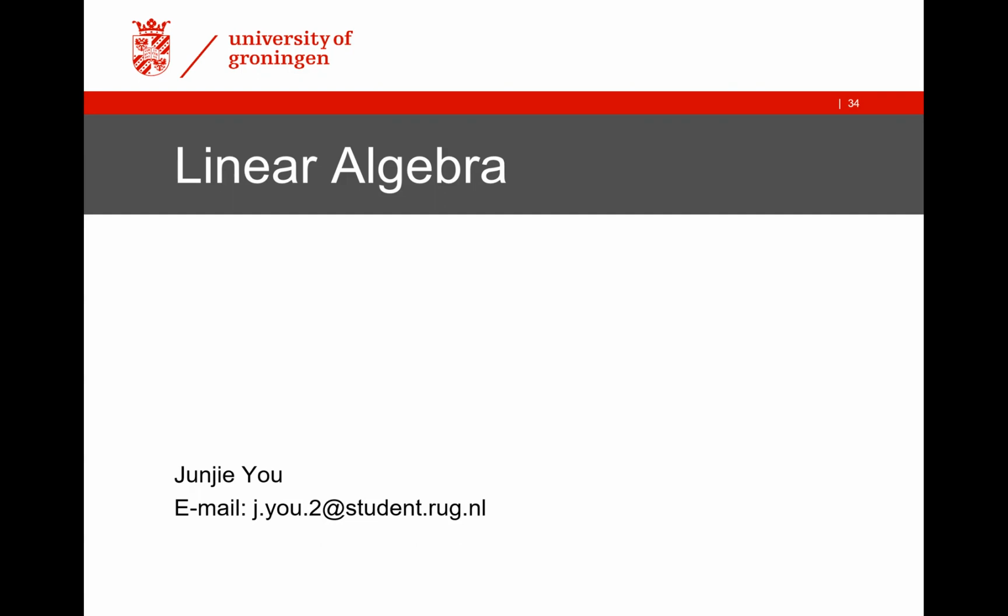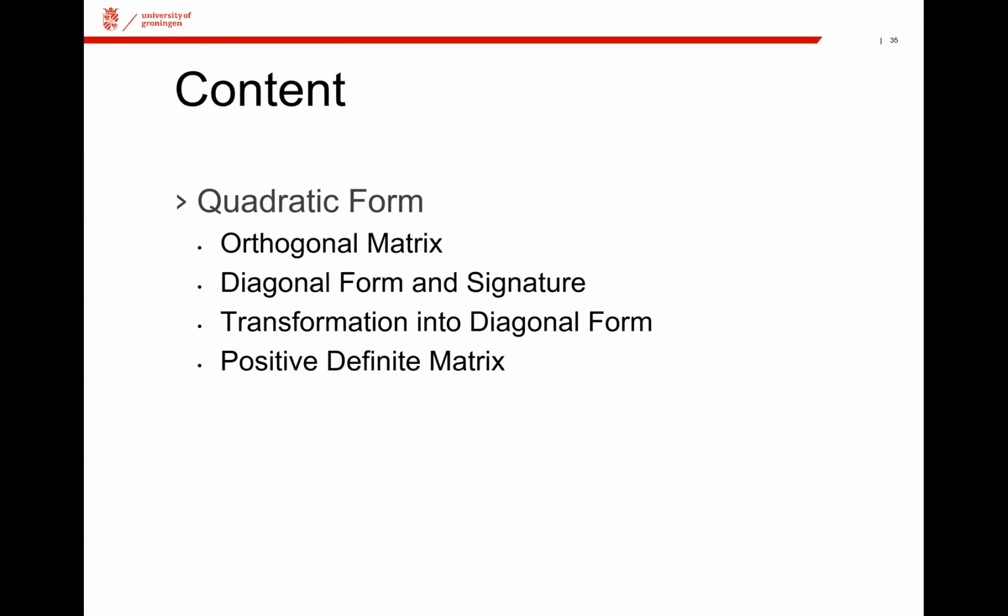From me, my name is Xinjie, and today I will talk about the quadratic form, and it will cover four parts. The first is the orthogonal matrix. The second one is the diagonal form and signature. And the third part is the transformation into a diagonal form, and the fourth part is the positive definite matrix.